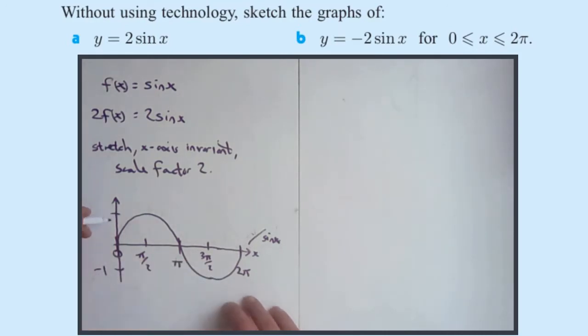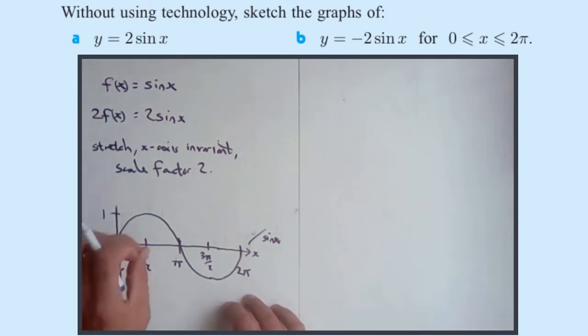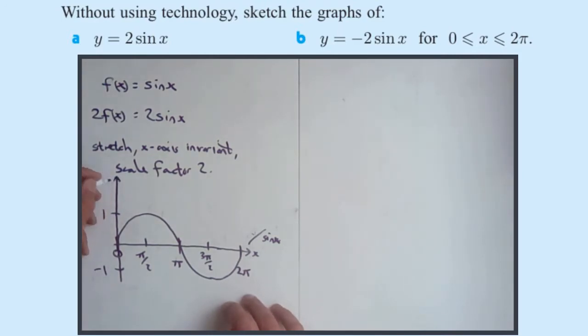With this vertical stretch that we're doing, basically all of the distances from the invariant line are going to be doubled. So we had a maximum before of 1, that's going to go up to 2. We had a minimum value of minus 1, that's going to have to be doubled as well to minus 2.